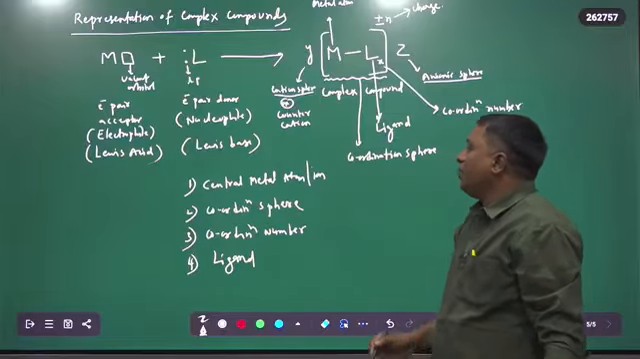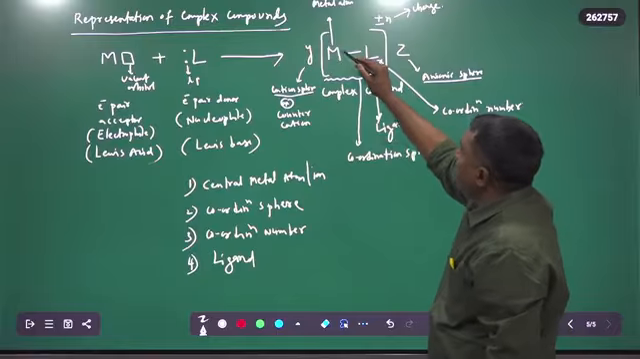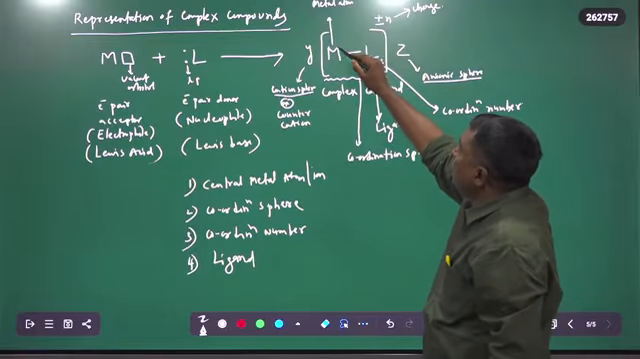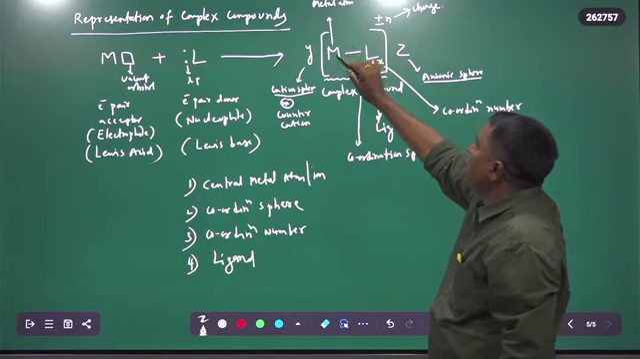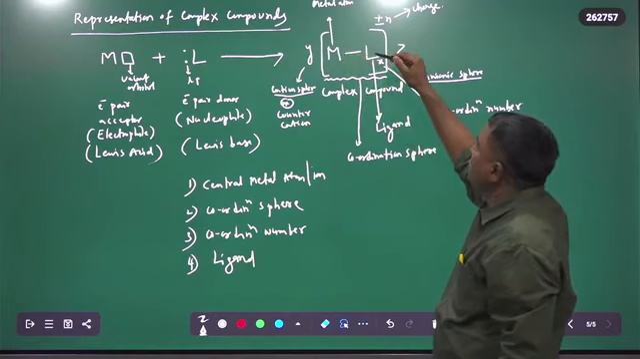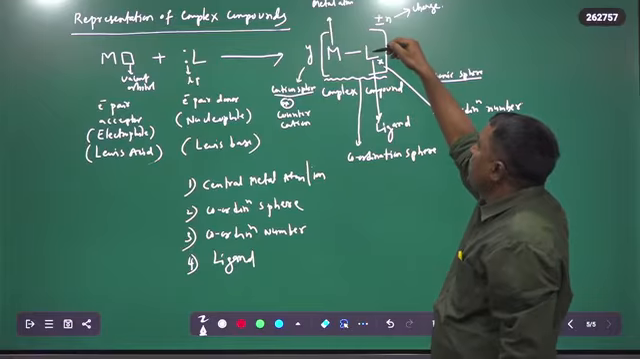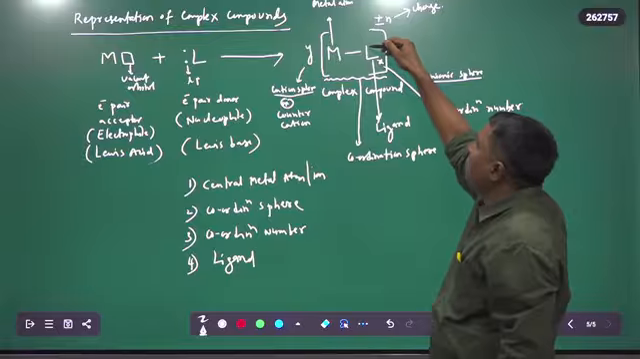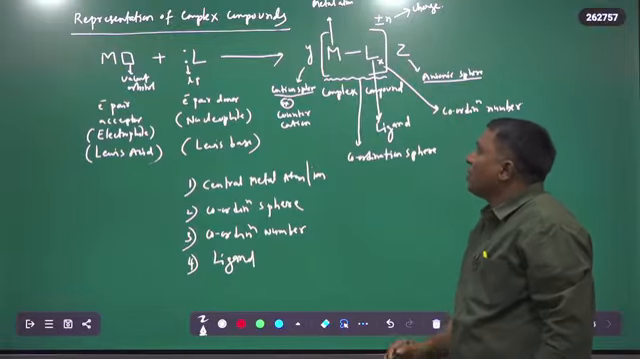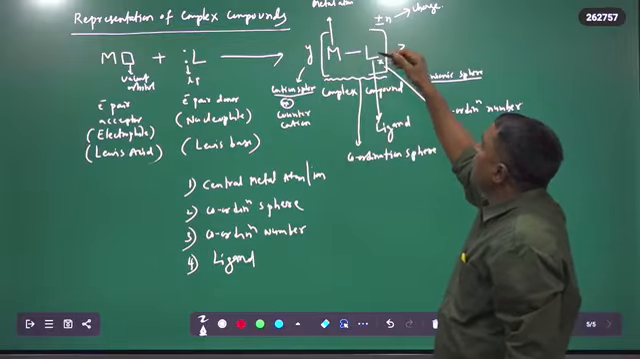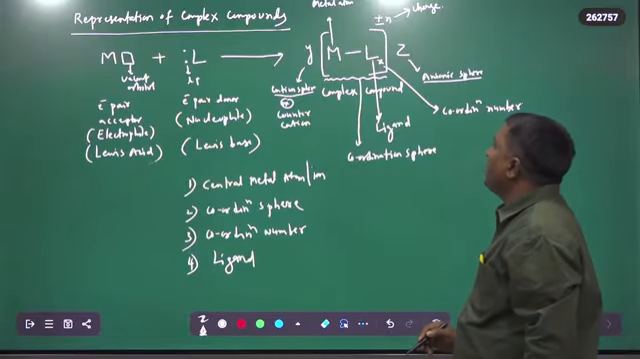So first is the central metal atom or ion. What is meant by the central metal atom or ion? This is the cation which is bonded to a fixed number of ligands in the sphere, enclosed in the square bracket. It is nothing but what? That is the coordination sphere.